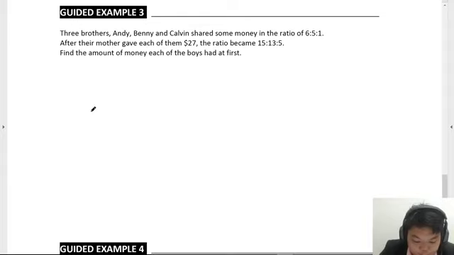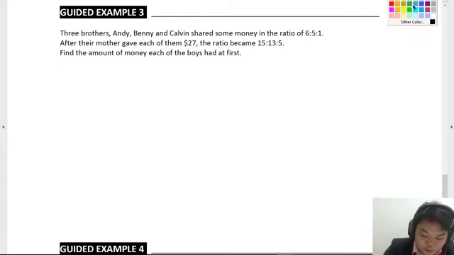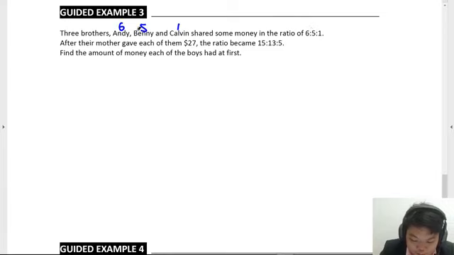Okay, number 3. Now, 3 brothers. Let's move on to something a bit more difficult, still applying the same idea. Now, there are 3 brothers, Andy, Benny, and Kelvin, they shared some money in the ratio of 6:5:1. So allocate those units first. I think ratio, in my opinion, is the most intuitive topic. Because the left number goes to the left item, the middle number goes to the middle item, and the right number goes to the right item.